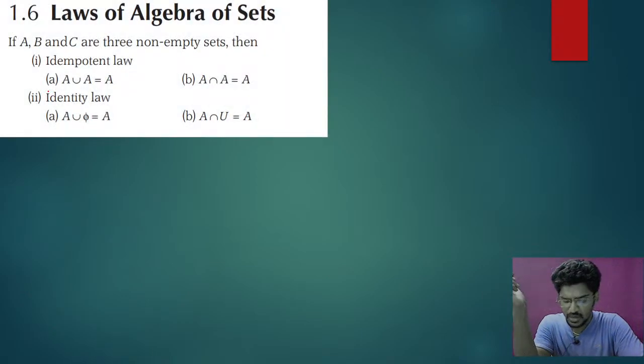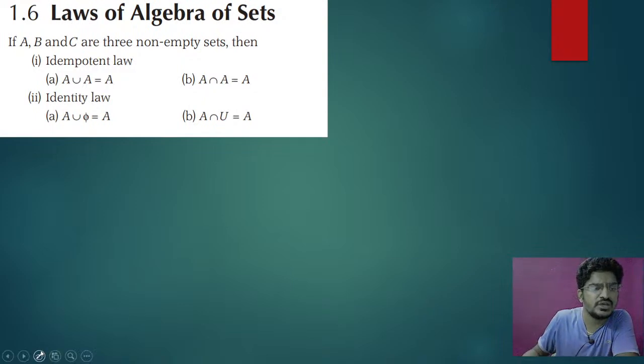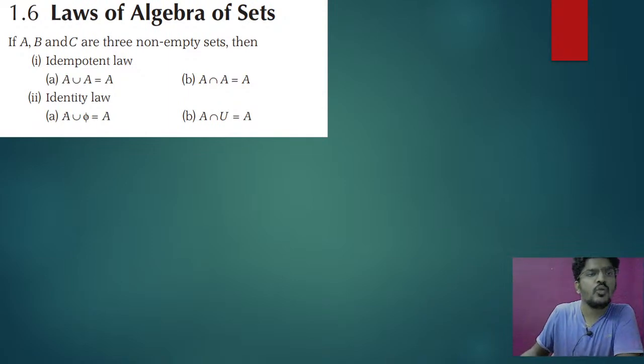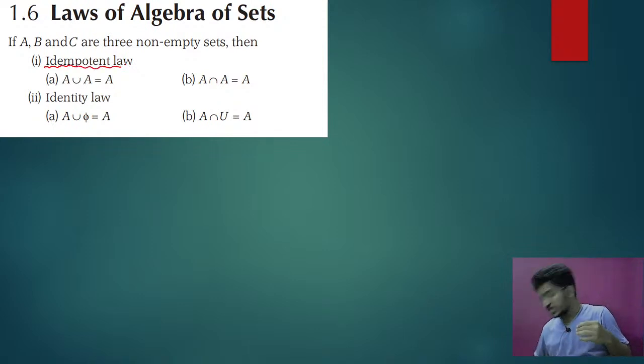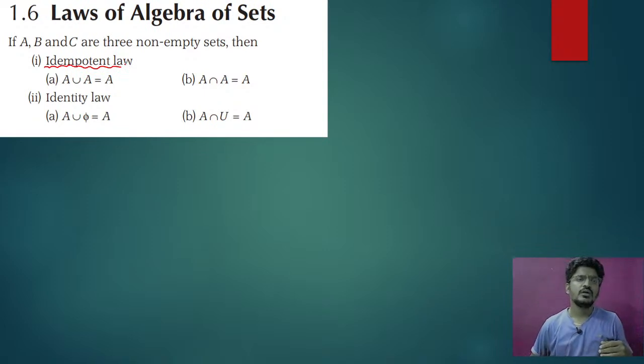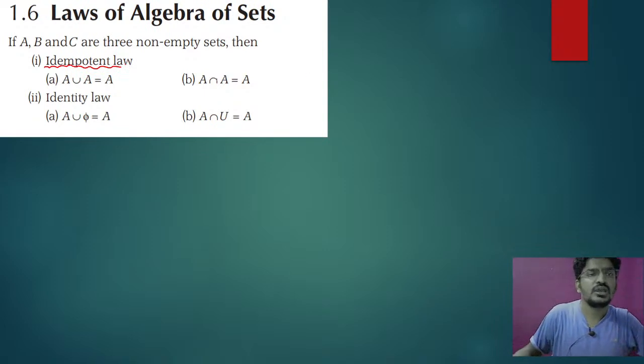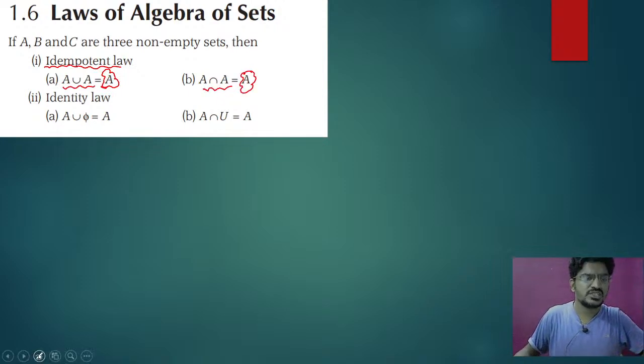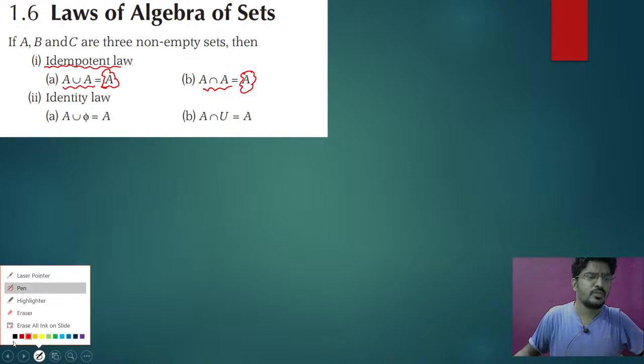Law of algebra of two sets. Okay. So what does your first law tell? You just see what your first law tells. That is idempotent law. What does your idempotent law tell? A union A is equal to A. A intersection A is equal to A. You can just take one example and you can simplify it, no problem.